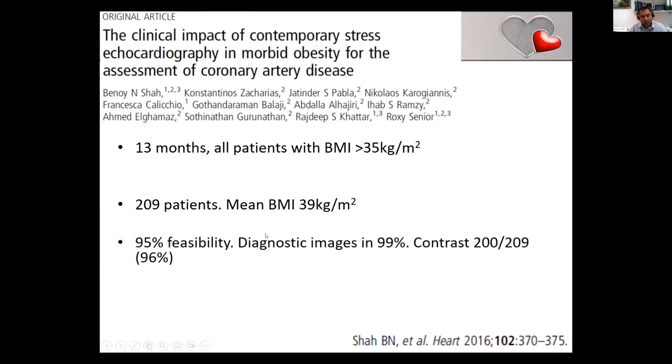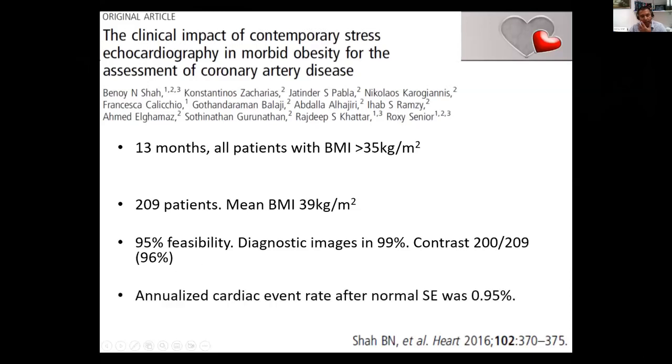was that the test had a 95% feasibility, and actually you could get diagnostic images in 99% of patients, but they almost all needed ultrasound contrast. So in people with a mean BMI of 39, you can do the test in almost everybody, but you will need contrast in almost everybody.